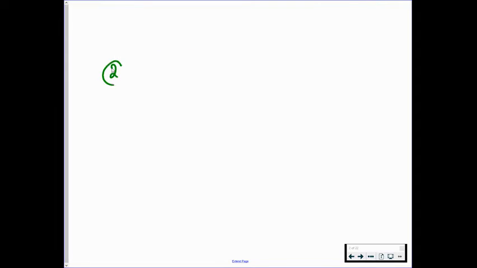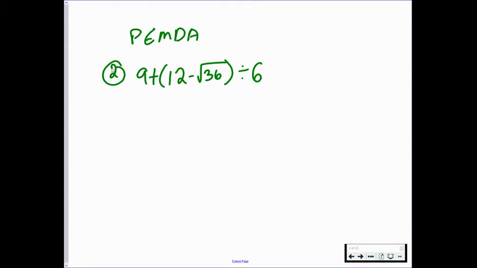On question 2, we have 9 plus, inside parentheses, 12 minus the square root of 36, divided by 6. Again, we're going to use PEMDAS to simplify this expression, starting with the P, parentheses. Inside of the parentheses, we have this square root. So I'm going to go ahead and simplify that first, because that kind of goes along with exponents. The square root of 36 is 6. Now we're going to keep simplifying the inside. 12 minus 6 is 6.